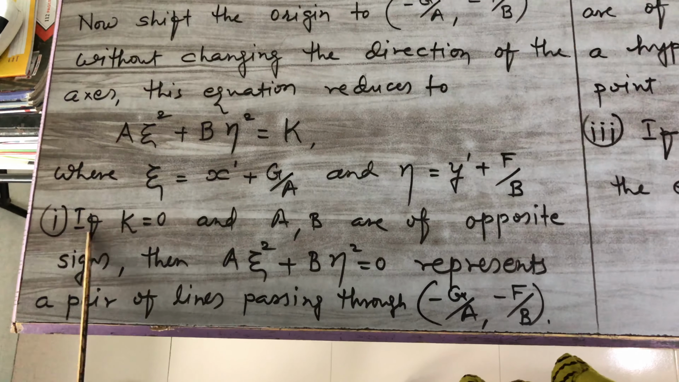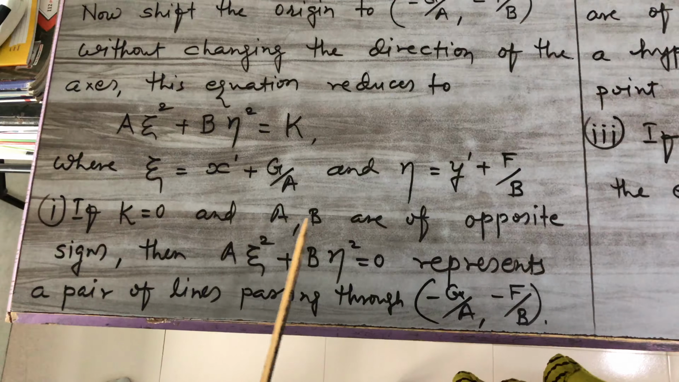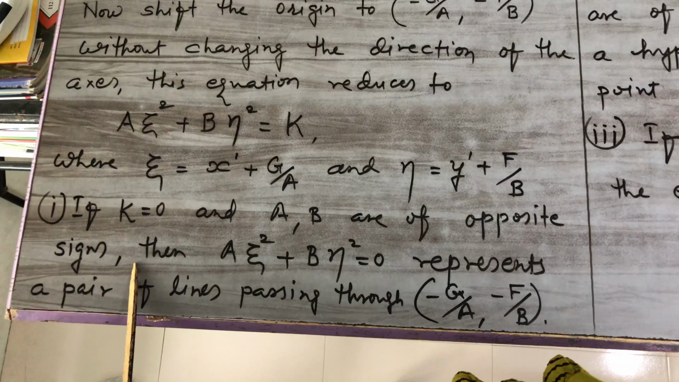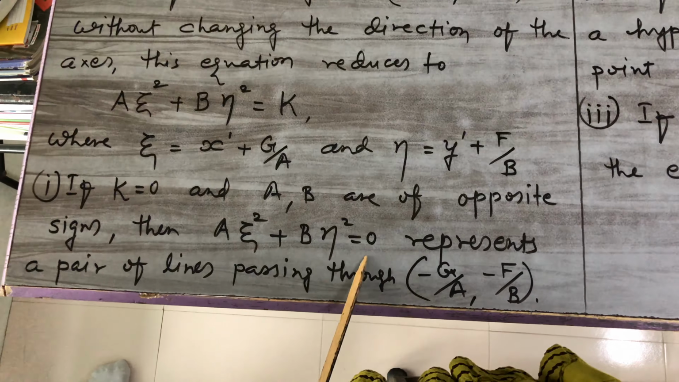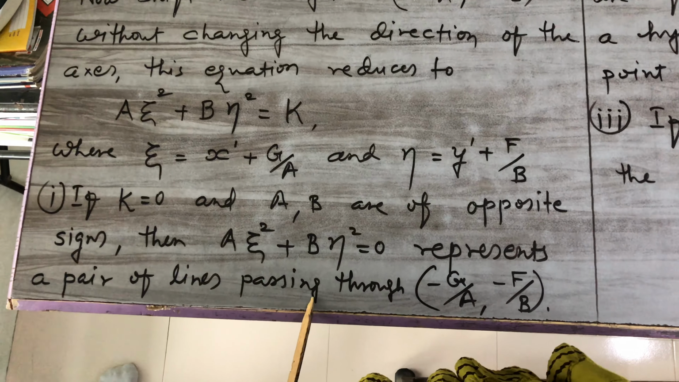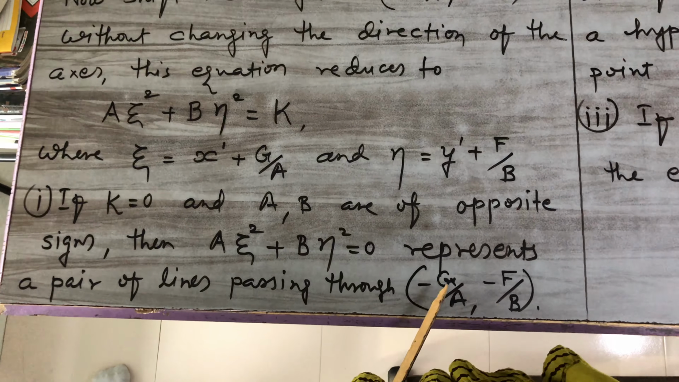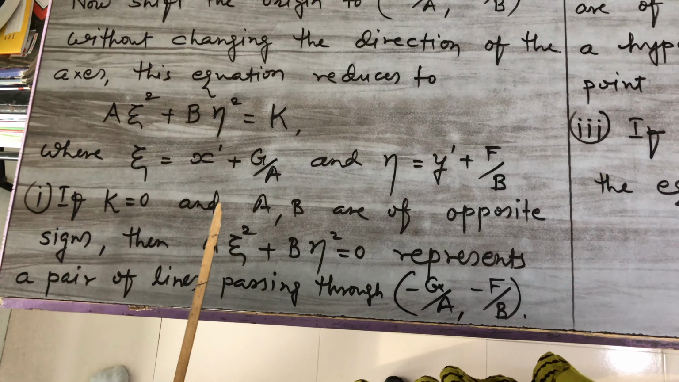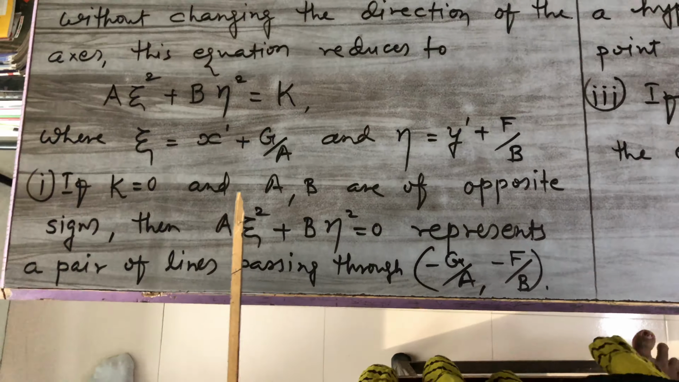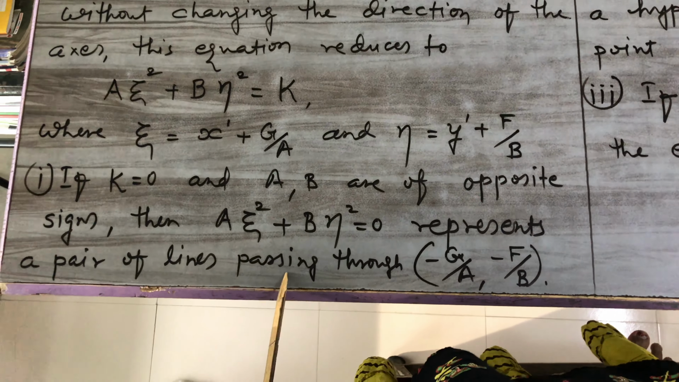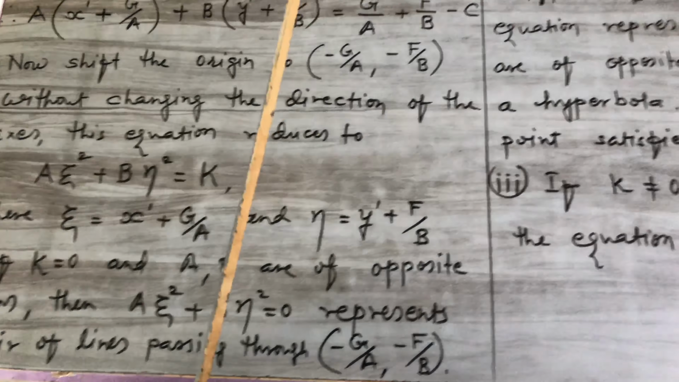Here, if k = 0 and a and b are of opposite signs, then aε² + bη² = 0 represents a pair of lines passing through (−g/a, −f/b). If k = 0 and a and b are of opposite signs, this represents a pair of lines passing through the origin of the old coordinates.